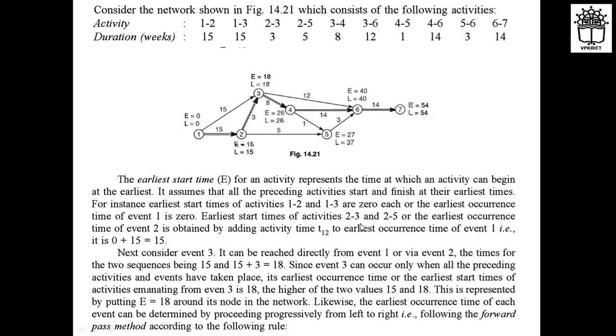Okay, now for instance, the earliest start times for activities 1 to 2 and 1 to 3. Here what will be the earliest start time? That means E only. Now see, we are now discussing only the E. For starting the activity 1 to 3, what will be the start time? Is there any activity behind the 1? There is no activity, right? You are starting from 1 to 2 or 1 to 3. Is it correct?